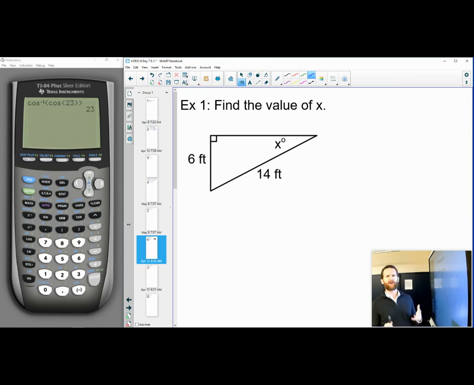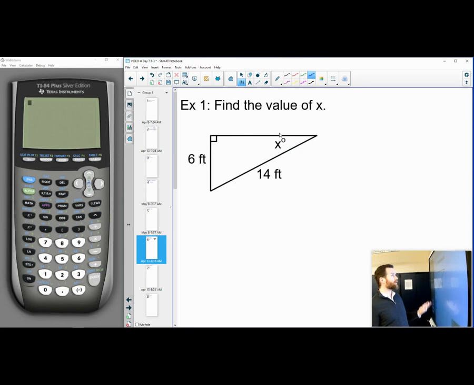All right, now that we got that out of the way, let's actually apply this to some problems where we're finding missing parts in a right triangle. So in example 1, we have to find the value of x. And this looks very similar to what we saw in our previous video lessons, but the big difference here is that instead of looking for a missing side, we're looking for a missing angle.